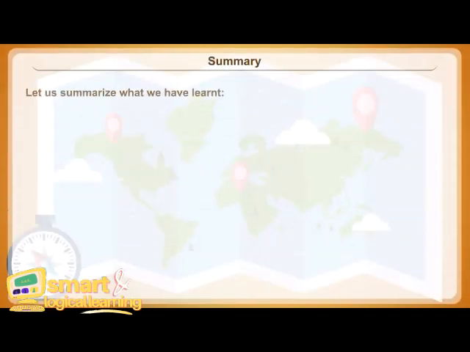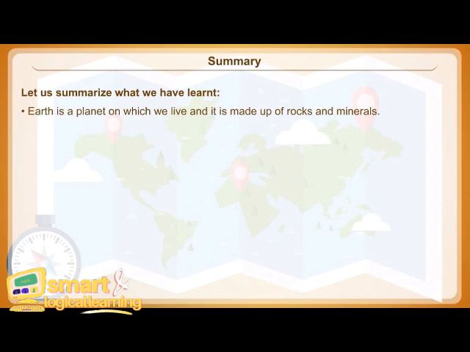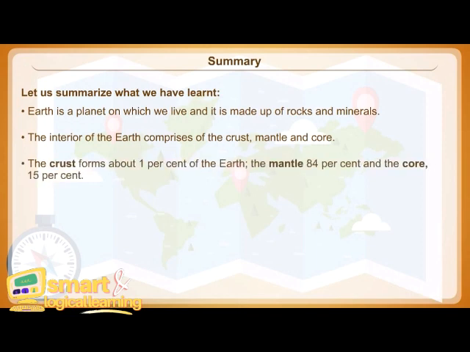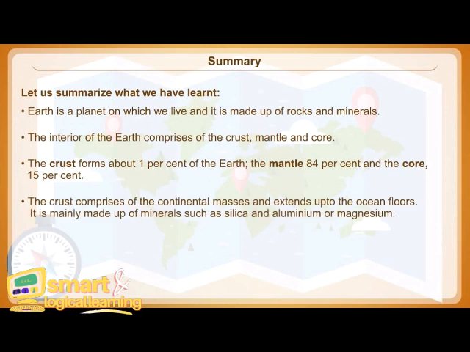Summary. Let us summarize what we have learned. Earth is a planet on which we live, and it is made up of rocks and minerals. The interior of the Earth comprises the crust, mantle, and core. The crust forms about 1% of the Earth, the mantle 84%, and the core 15%. The crust comprises the continental masses and extends up to the ocean floors.